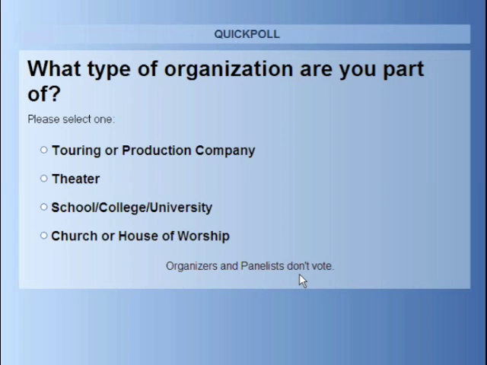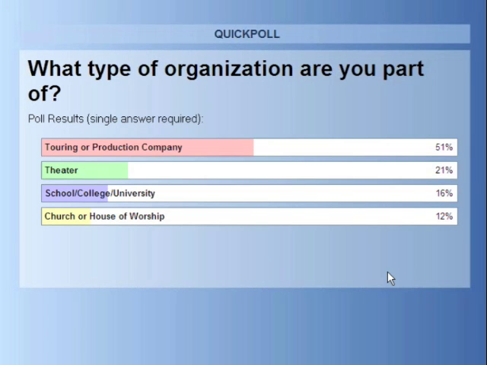And I want to thank everybody for participating. We're getting over 90+% response ratio, so that's a real good indicator for us. In terms of the actual audience mix, 51% of you are part of touring or production companies. 21% of you are part of a theater or theater group, or that's where your primary interest is. 18% in schools, colleges, and universities, and 12% in church or house of worship.